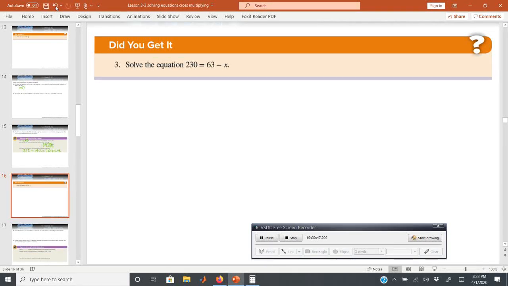Another "did you get it?" See if you can solve this equation. If you don't get it, send me an email. It is a little different. In fact, just to avoid an email, there are different ways to do this. It's different in that we now have 63 minus x instead of x minus a number.